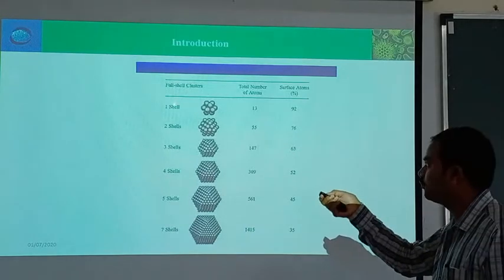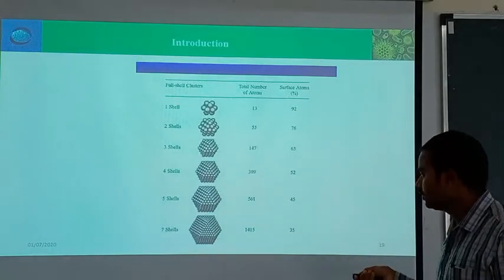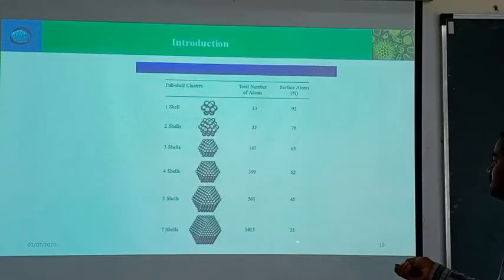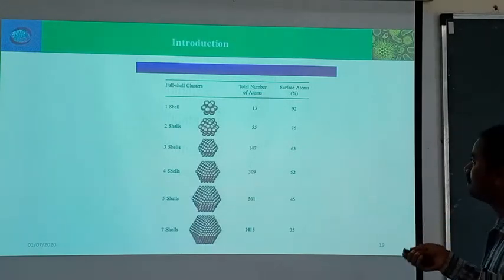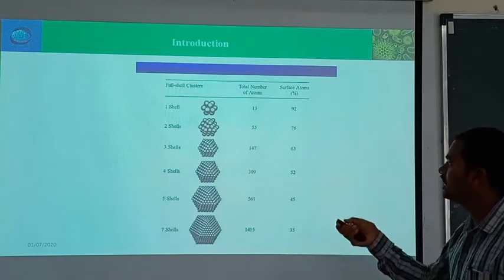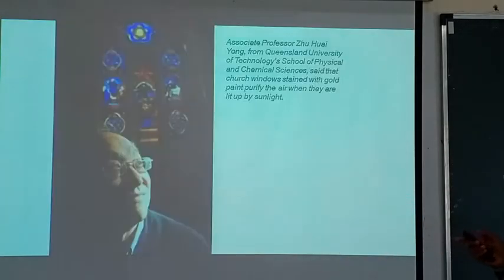When you go from 1 cell to 7 cells, you will find that the number of atoms increases, but there is a decrease in the number of atoms on the surface. That's why we require more and more atoms on the surface. So you have to go from 7 cells to 5, 4, 3, in that direction.